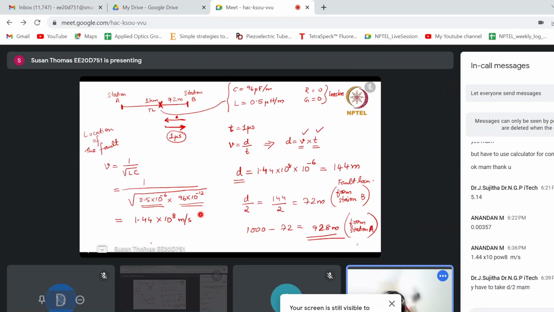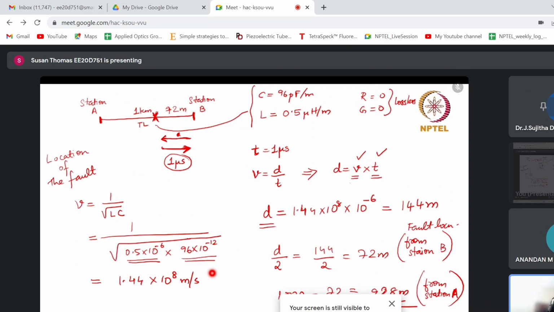Why did we have to take d by 2? Okay, so why did I take d by 2? Let me say the story once again, just to understand. Station B is sending a signal, and station A is not receiving that. But somehow after 1 microsecond, this same station B is receiving the echo. So somewhere you have a fault on the transmission line between A and B. That is why the signal from B is not reaching A.